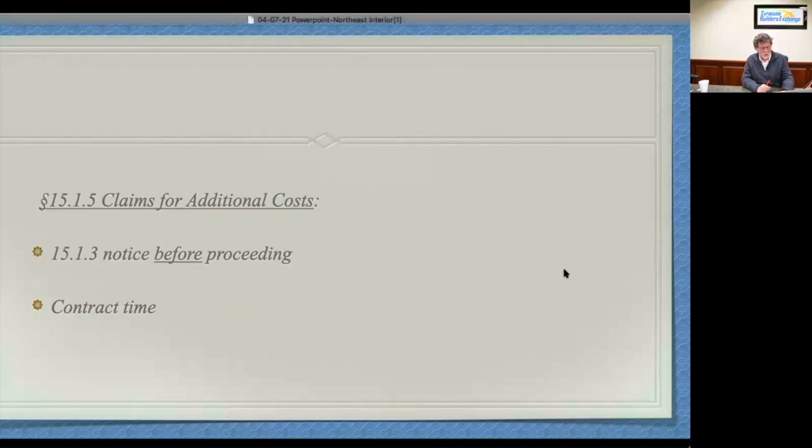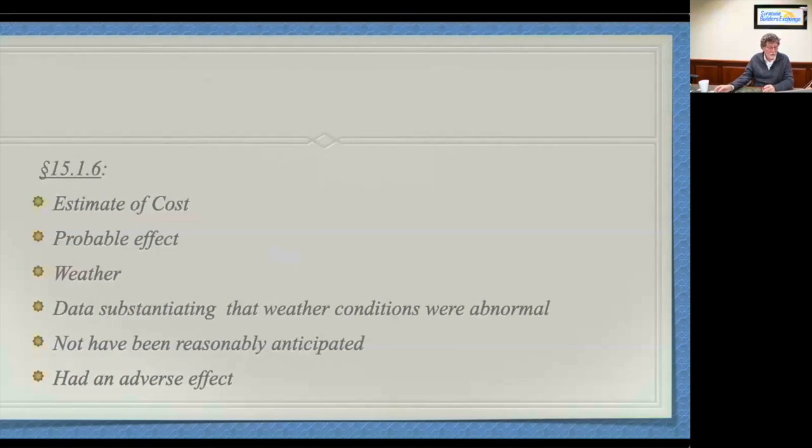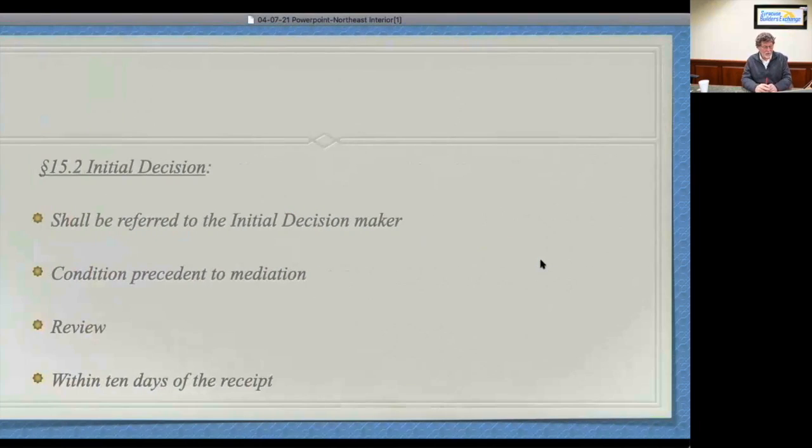AIA claims for additional costs, and I'm still on pages 13 and 14 from that handout. Notice before contract time, provide an estimate of the cost, probable effect, if it's time, weather. With the 1997 A201 document, AIA really picked up on supporting claims for weather-caused delays. You know, newspaper, U.S. Geological Service stuff, data to substantiate that the weather conditions were not just bad, but unforeseeably bad, okay? You know it's going to be cold in the winter. You know it's going to snow in the winter, okay? And that it had an adverse effect on your work.